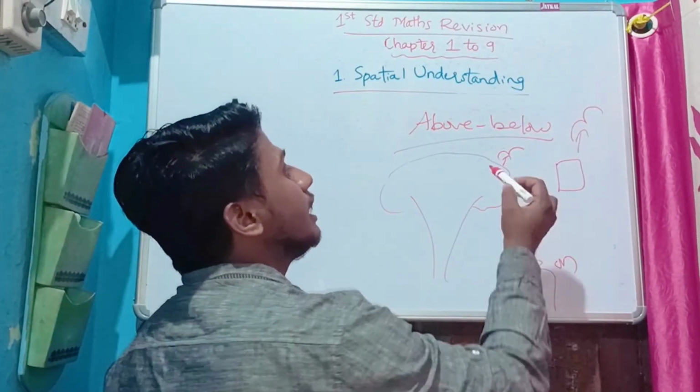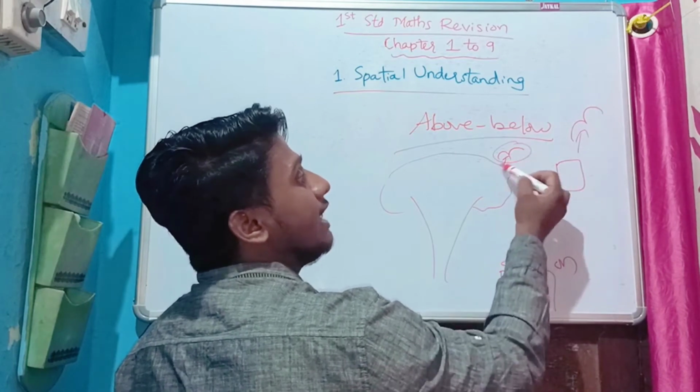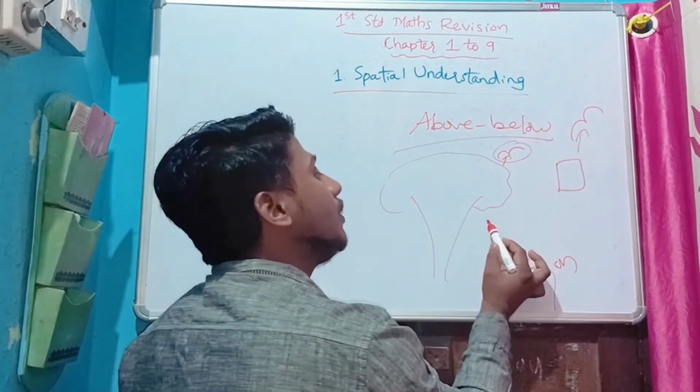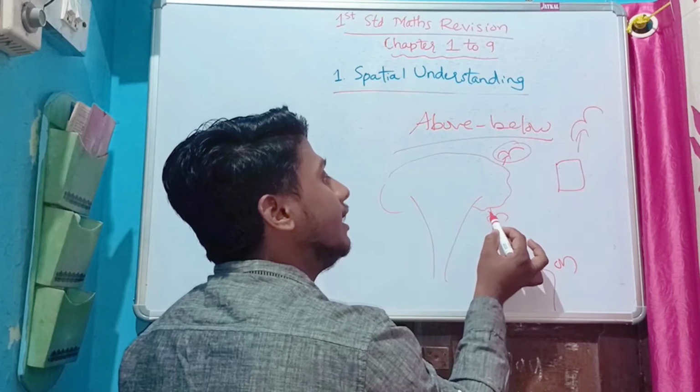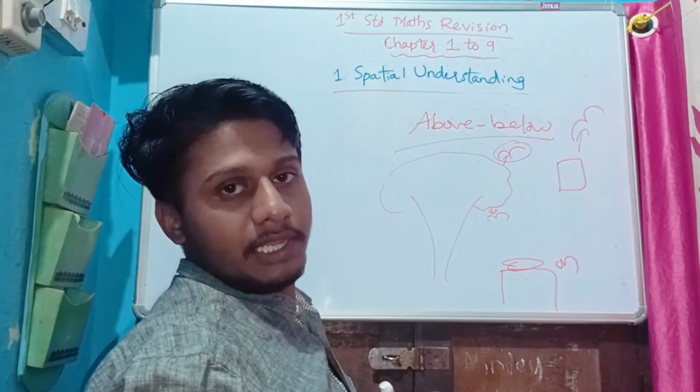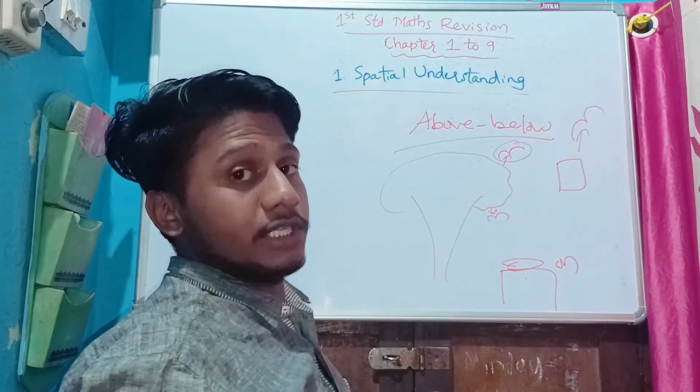Here this bird is flying above the tree. Consider one more bird which is flying below the tree. Clear with this? I hope you understood.